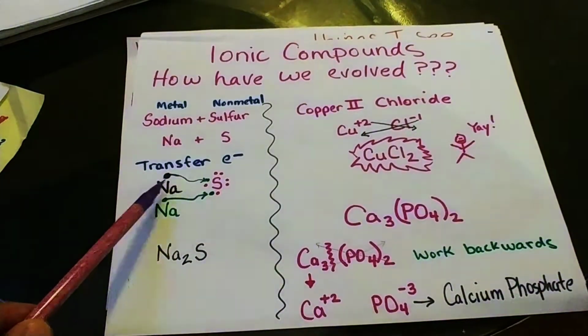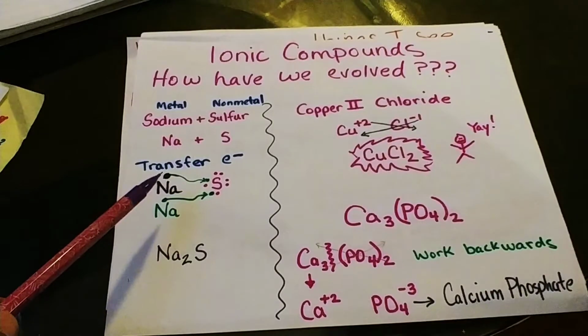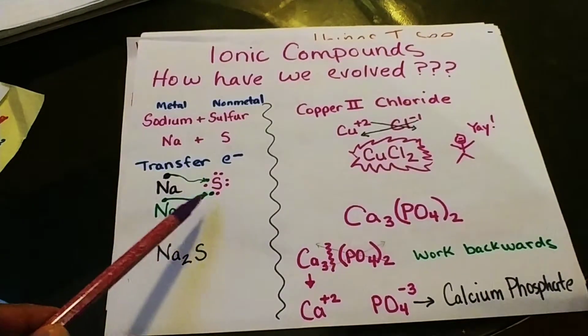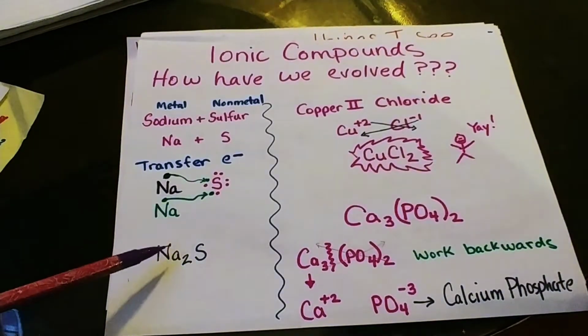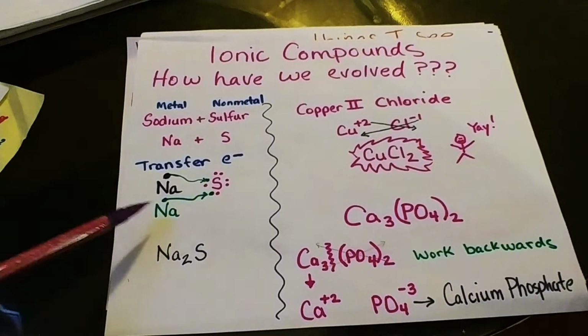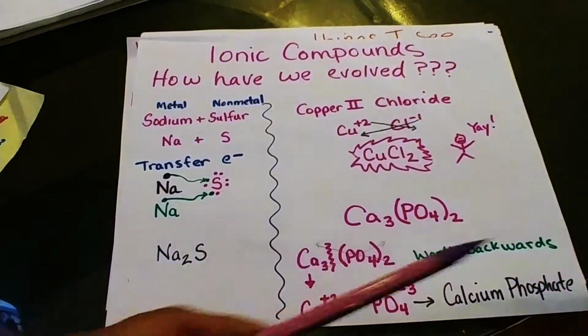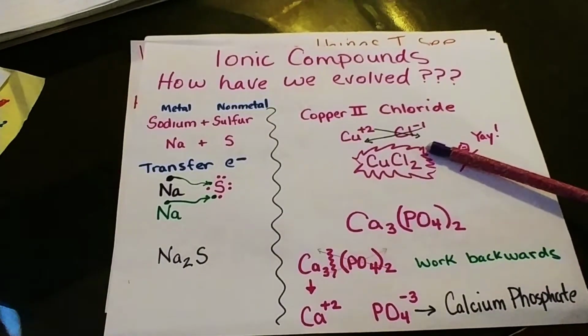We said that the metal transfers electrons to the nonmetal, and we need to make sure that our metal gets rid of all of its electrons and our nonmetal has 8 around it. Once we figured that out, we would count how many of that metal we used, in this case 2, and how many nonmetals we used, in this case 1. And then we moved over to criss-crossing.